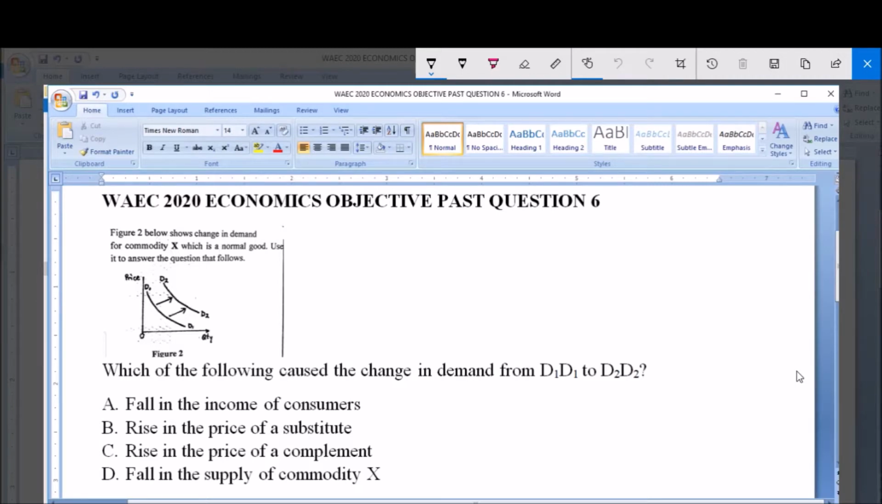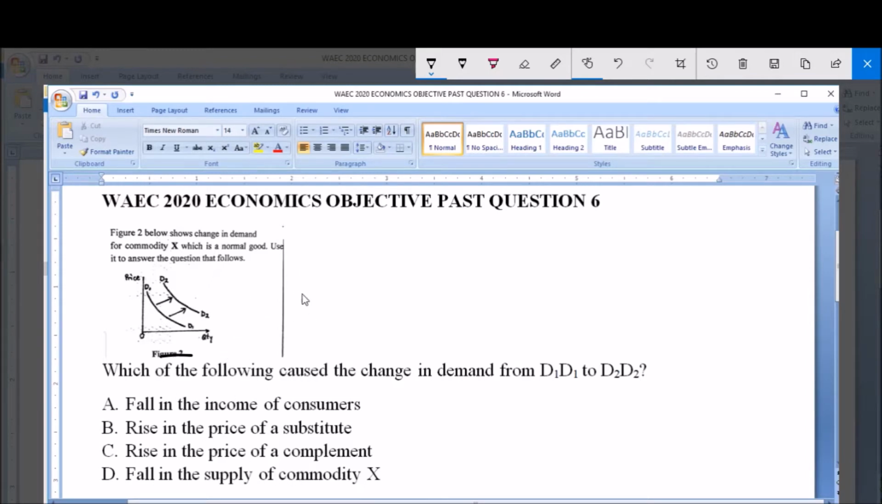So you have a figure here which is labeled figure 2, and it shows change in demand for a commodity X, which is a normal good. Now the question we have to answer using it is, which of the following caused the change in demand from D1 to D2? A. Fall in the income of consumers. B. Rise in the price of a substitute. C. Rise in the price of a complement. D. Fall in the supply of commodity X.